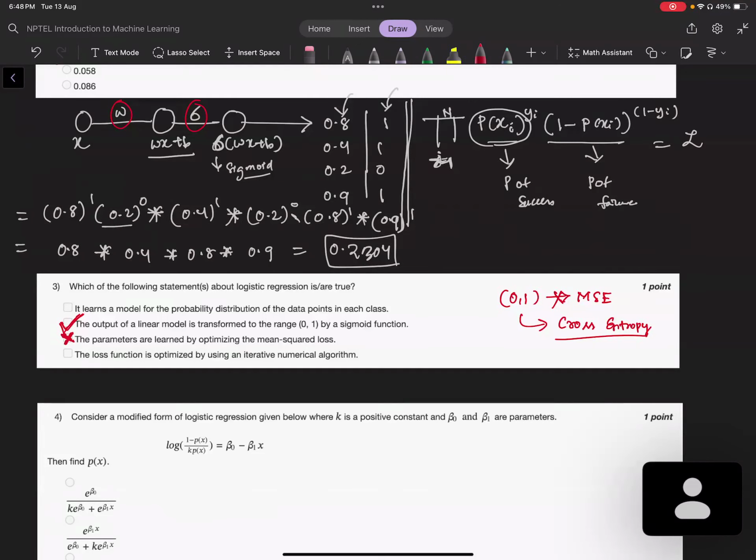Yeah, so we can use the binary cross entropy, or people also use the log likelihood, maximizing the log likelihood of the data points. So the rest of option C is incorrect. Option A is incorrect and option C is incorrect as well. Option D, the loss function is optimized by using an iterative numerical algorithm.